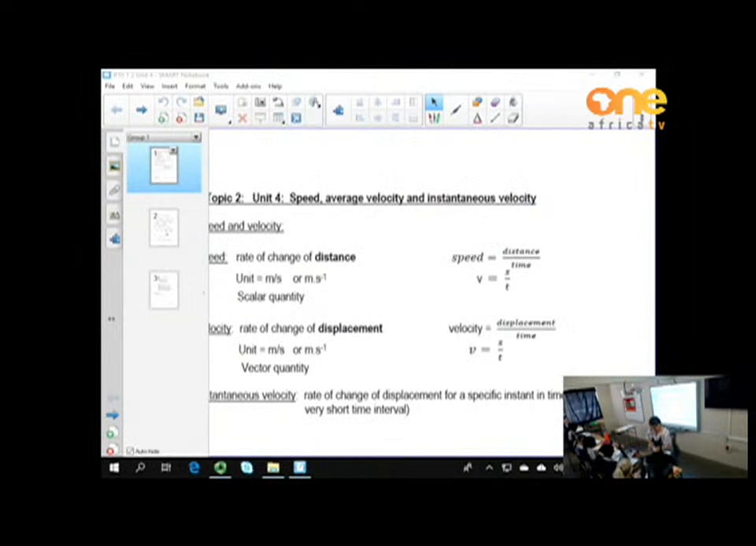Physics homework, exercise 1 on page 104. Let's quickly have a look. It wasn't very difficult, but it has to do with speed and velocity and distance and displacement. All right. So a train begins a journey from a station and travels 60 kilometers.